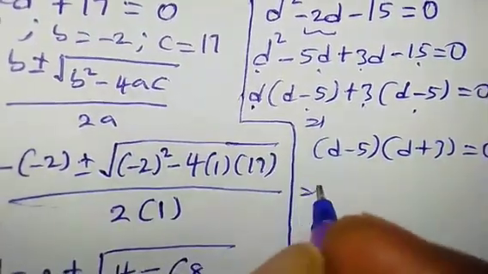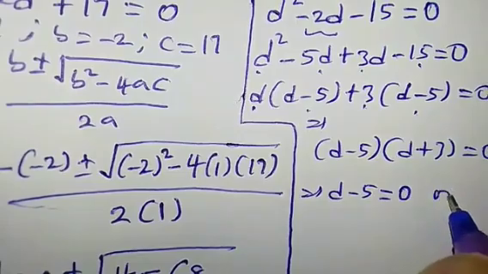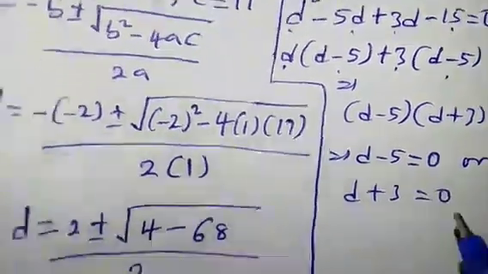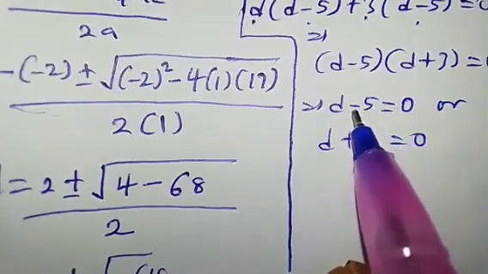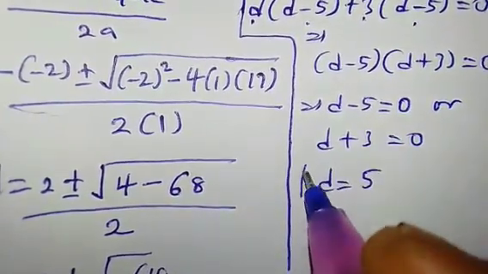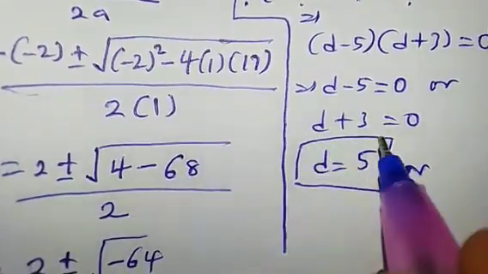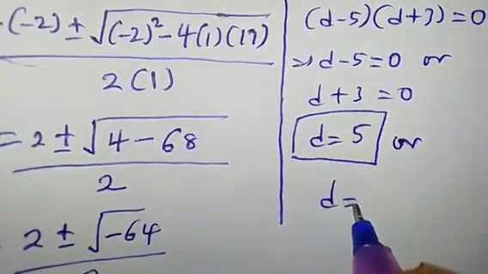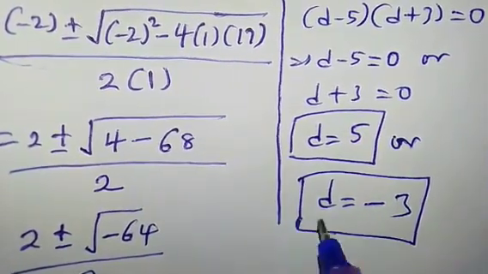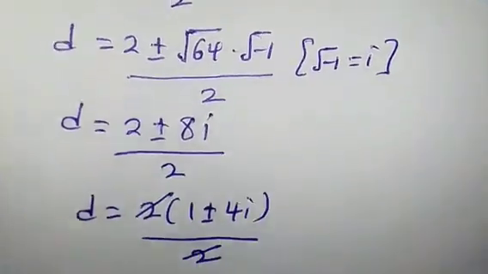Let's continue. This means that d − 5 is either equal to 0 or d + 3 is equal to 0. From this first line, d is equal to 5. This is another solution. Or from this second line, d is equal to −3. This is another solution. Now, let us put down all the solutions that we have for this equation.